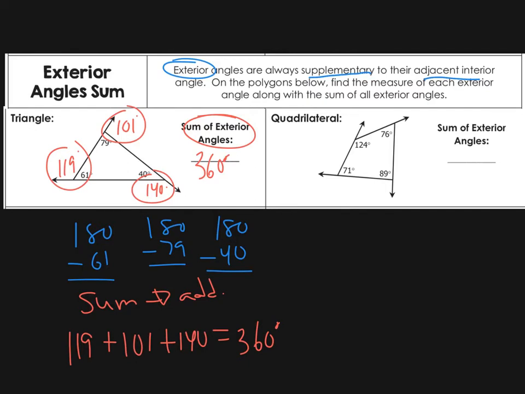Well, what about the quadrilateral? Again, fill out the values of these 4 exterior angles. Take 180, subtract 71, 180, subtract 124, and so on for the other 2 angles. And let's see what you come up with. Press pause now.